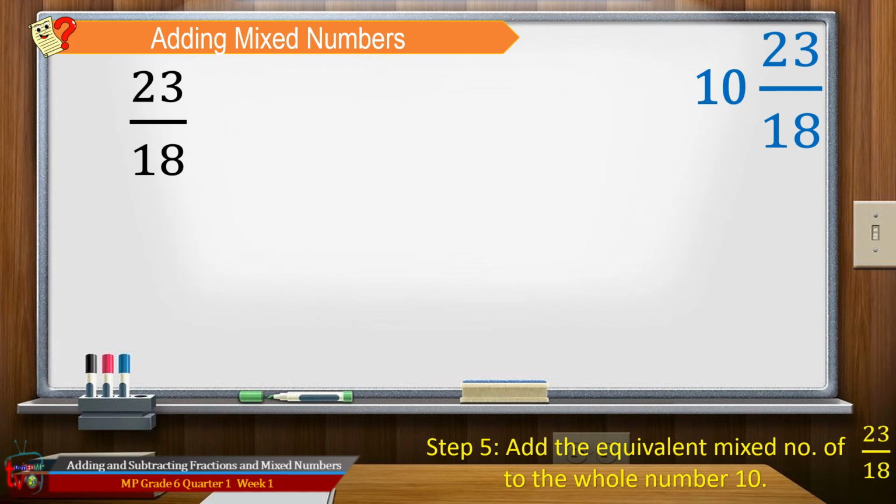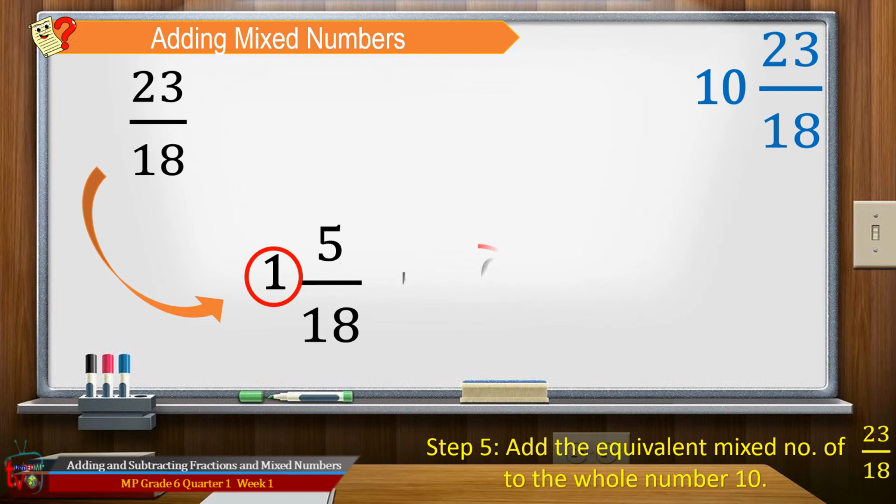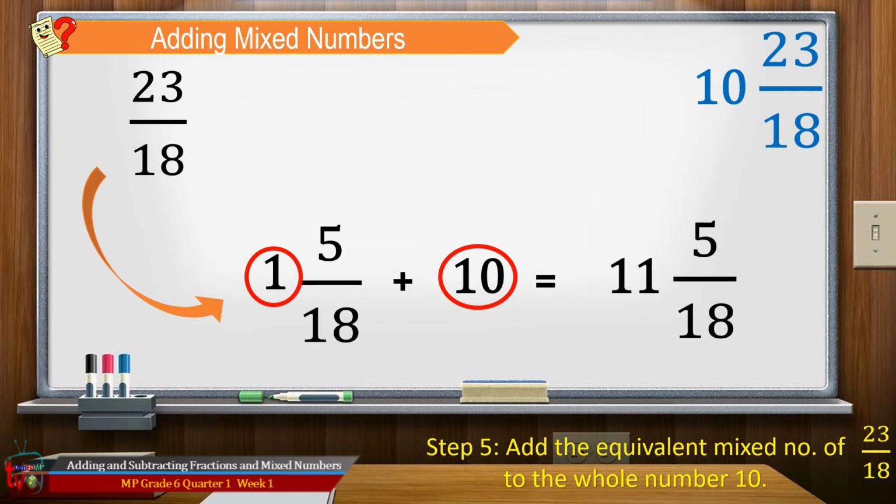Step 5. Add the equivalent mixed number of 23/18 to the whole number 10. What is again the equivalent mixed number of 23/18? Yes, it is 1 and 5/18. What's the next step? You got it right again. It is to add the whole numbers. So 1 plus 10, you will get 11. Our final answer then is 11 and 5/18.